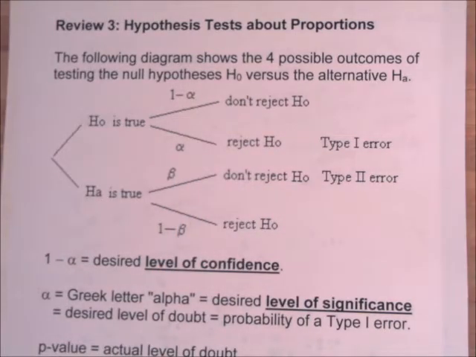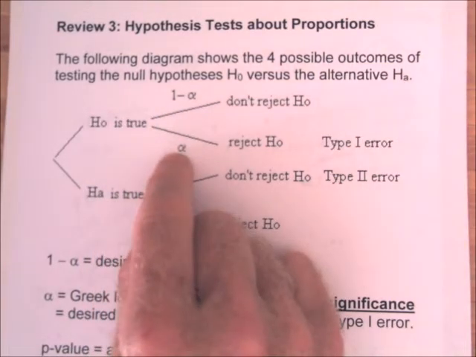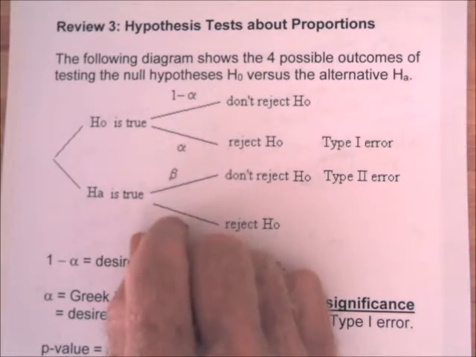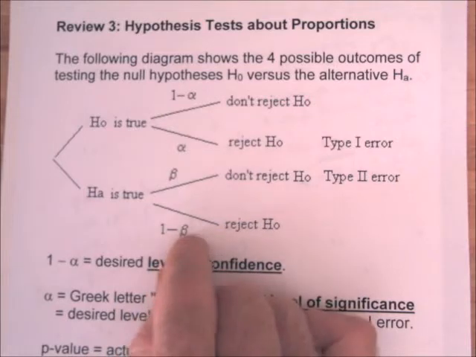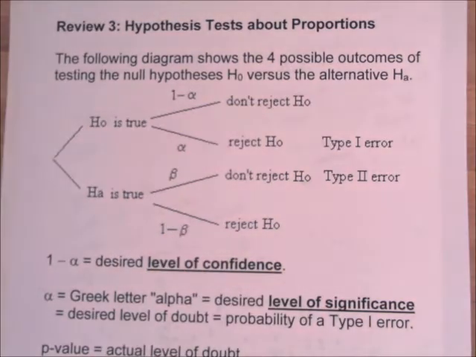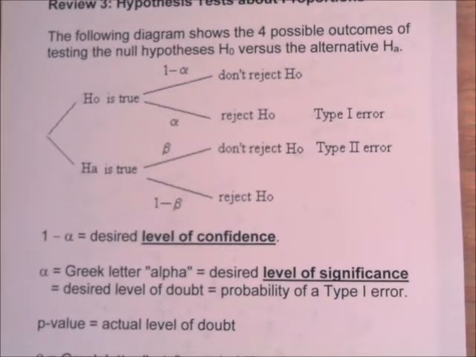And then 1 minus alpha is called our confidence level. I like to call alpha the level of doubt, but it's usually called the level of significance. 1 minus alpha is our confidence level, and 1 minus beta is called the power of the test. So 1 minus alpha and 1 minus beta would both be probabilities of drawing a correct conclusion. In practice, usually we don't know beta, or we don't know 1 minus beta. And I'll say a little bit more about that a little bit later.